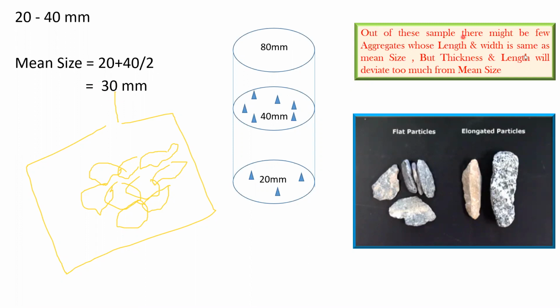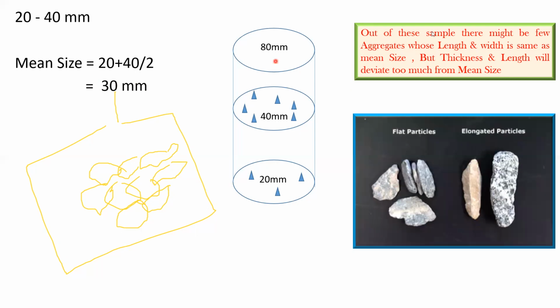But the thickness and the length will deviate too much from the mean size. That is, when you compare that with the thickness and the length, then what will happen is, a few of the aggregates will be even greater than 30 mm.